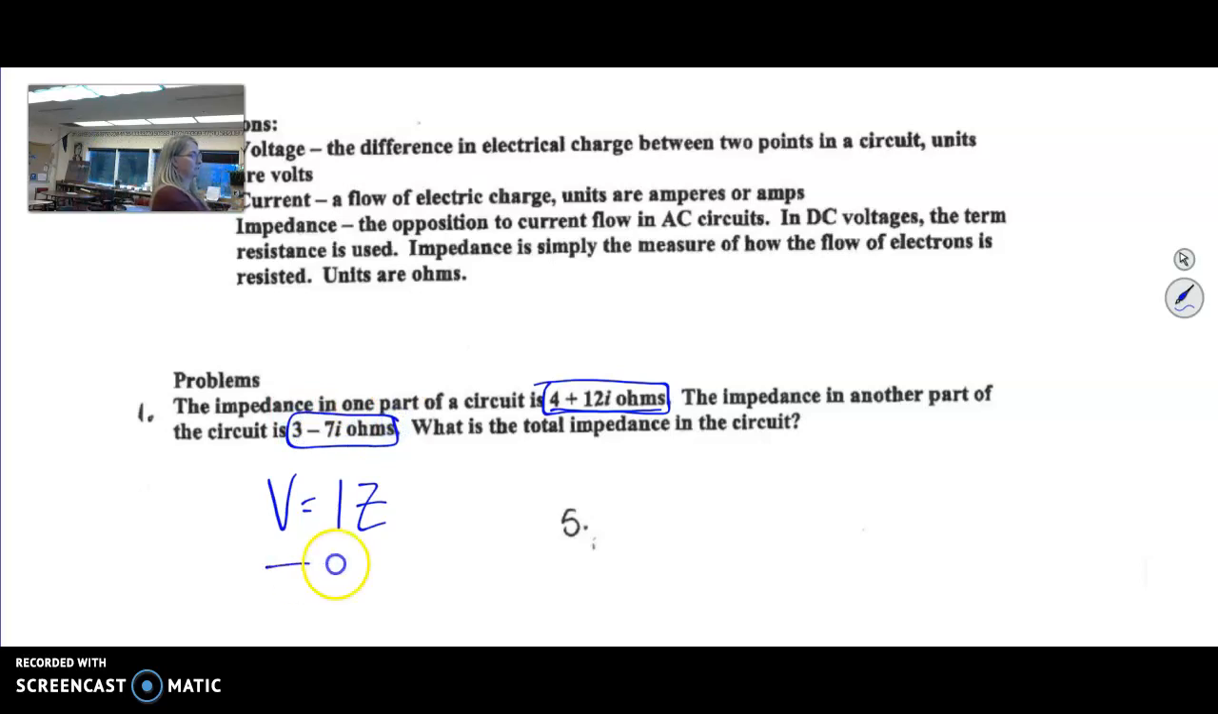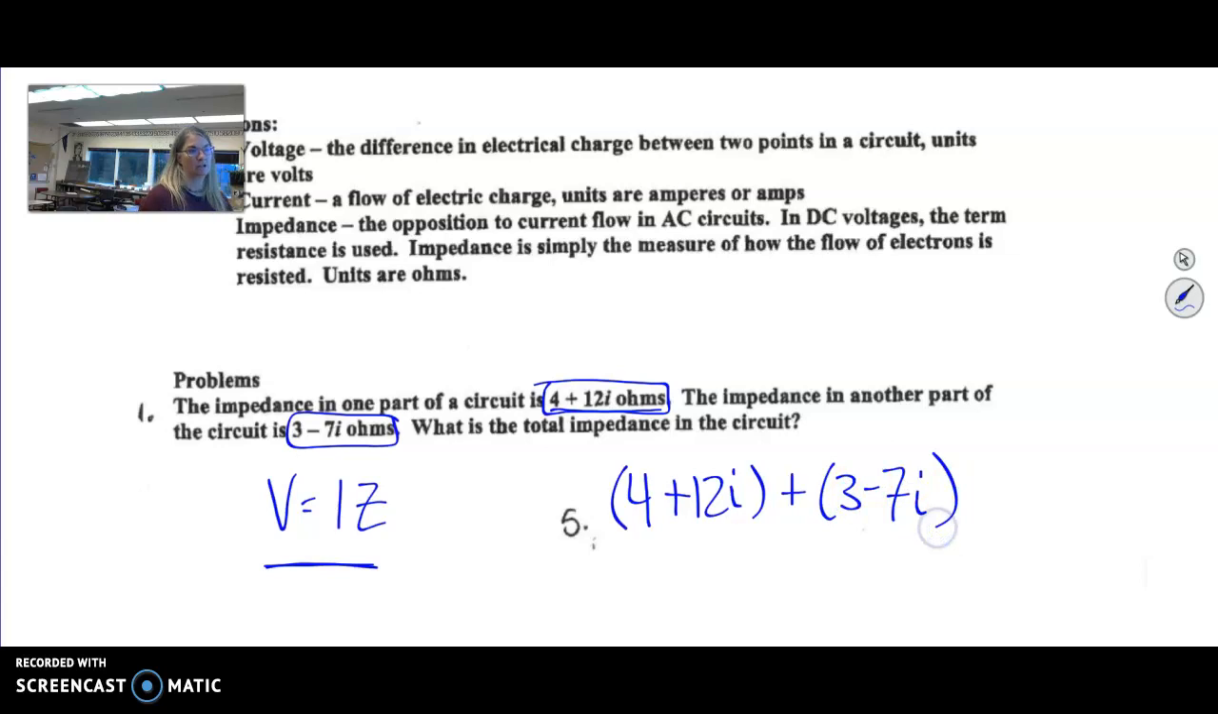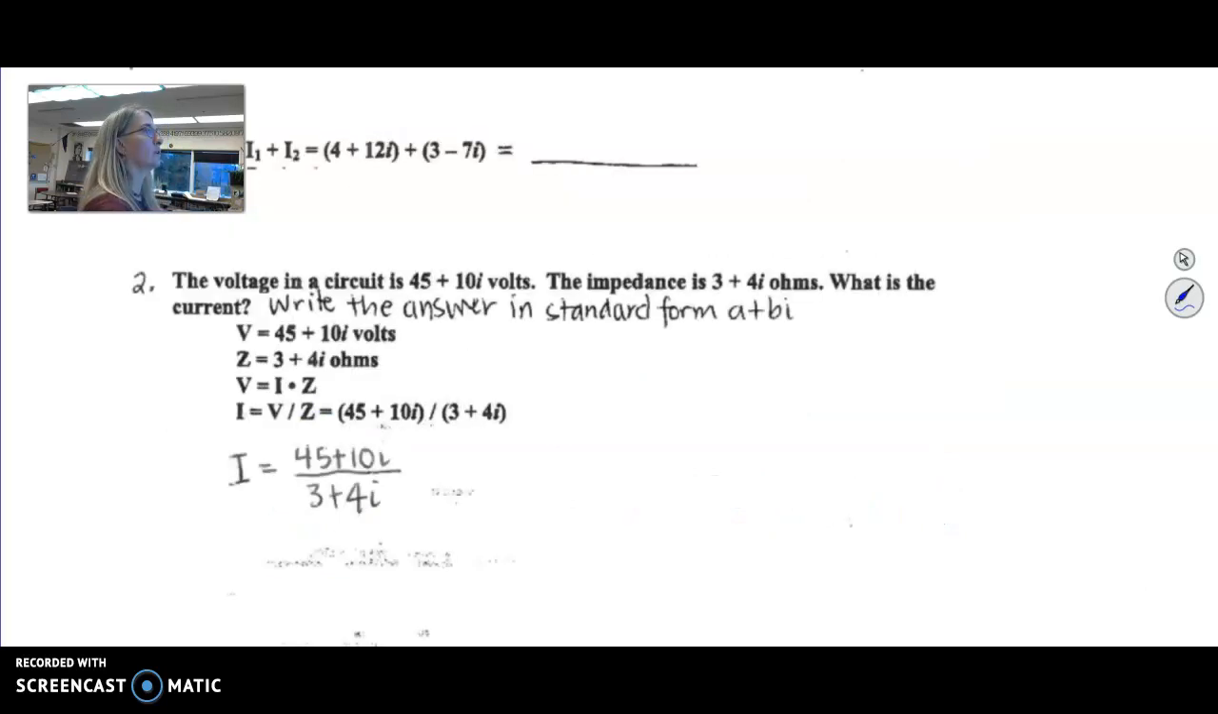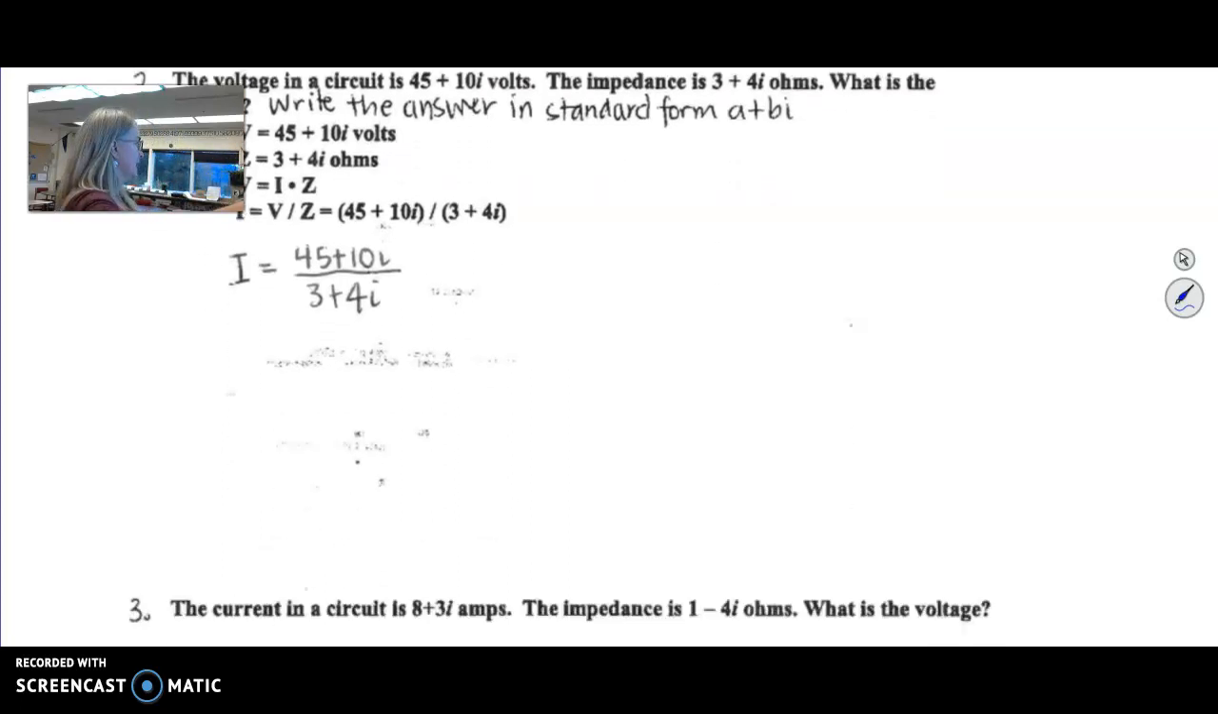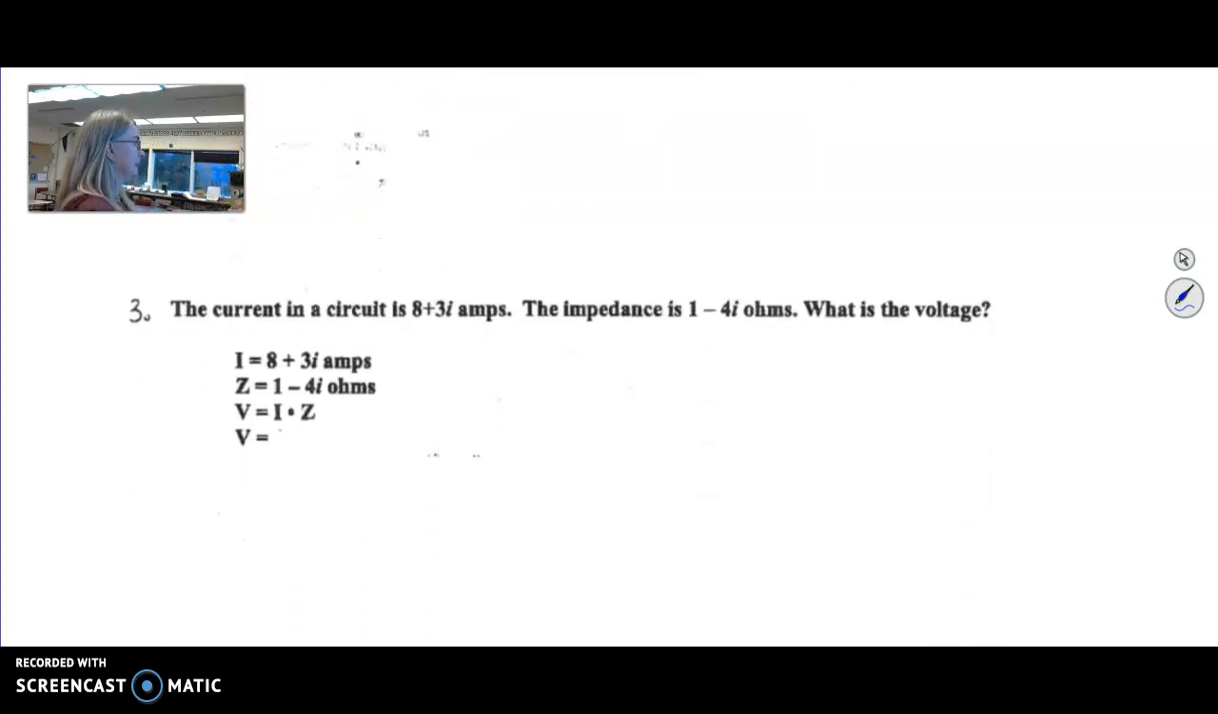So we don't need to use this equation right now. What we're going to do to find the total impedance is add these two together. So I have 4 plus 2i ohms plus 3 minus 7i ohms. So you guys add those together and write down your result. And then go ahead and do number 2 on the next page, and 3, and come back.